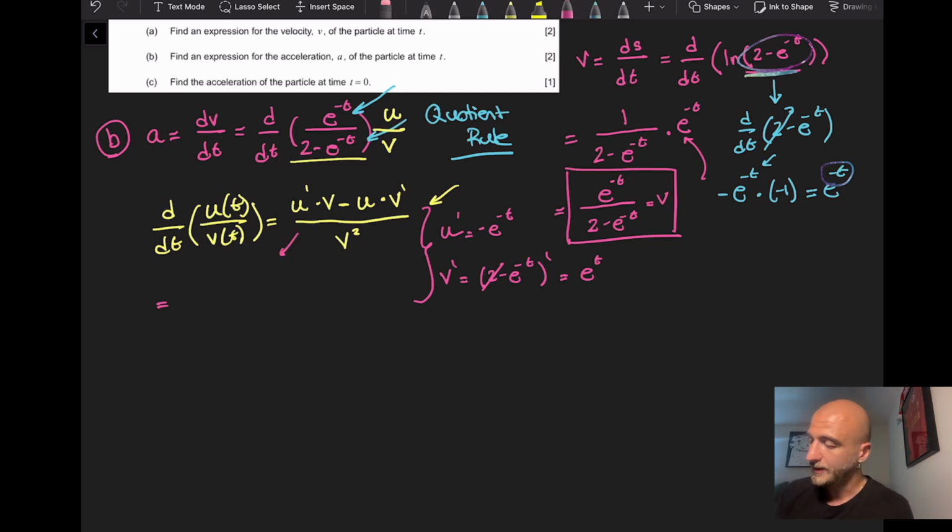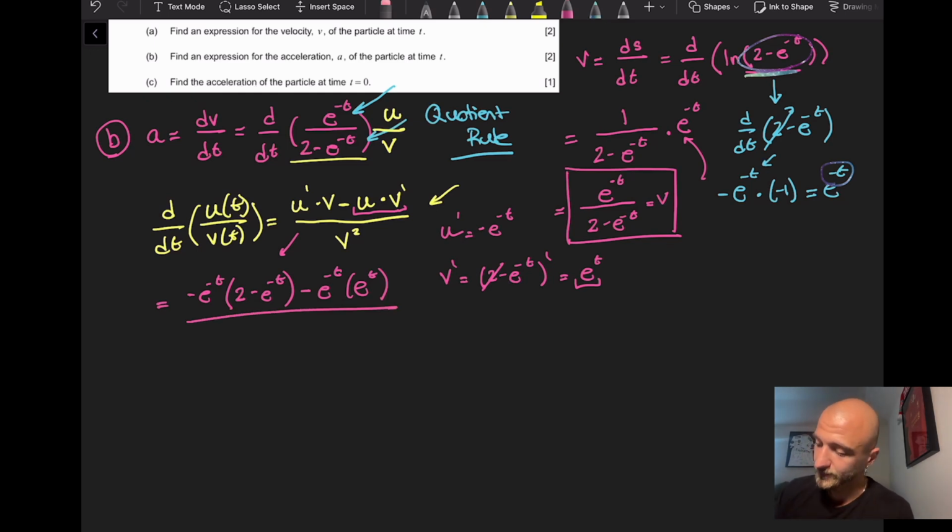Using this quotient rule, u prime, negative e to the negative t, times v, 2 minus e to the negative t. I'm going to need more room, so I'm going to delete that for a second. Minus, we're now going to focus on this part, u from the previous question, e to the negative t, times v prime, which we figured out here, e to the t, all divided by v squared, 2 minus e to the negative t, squared.